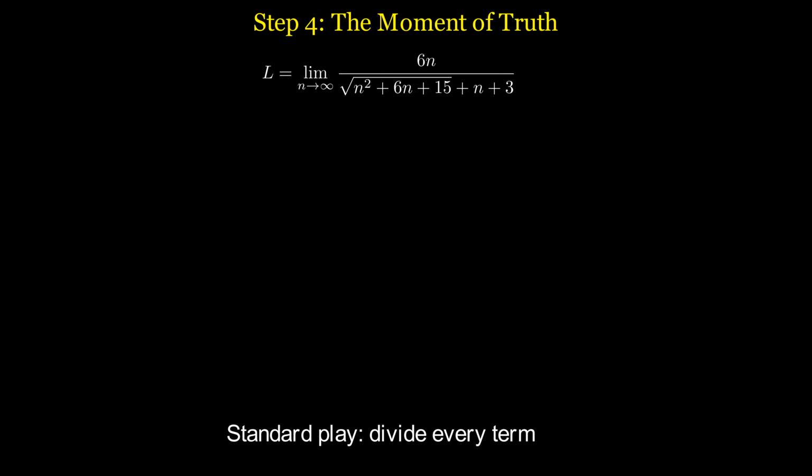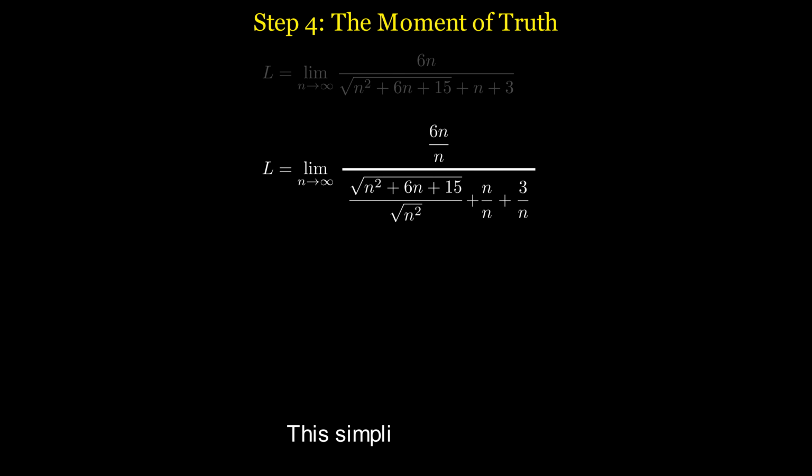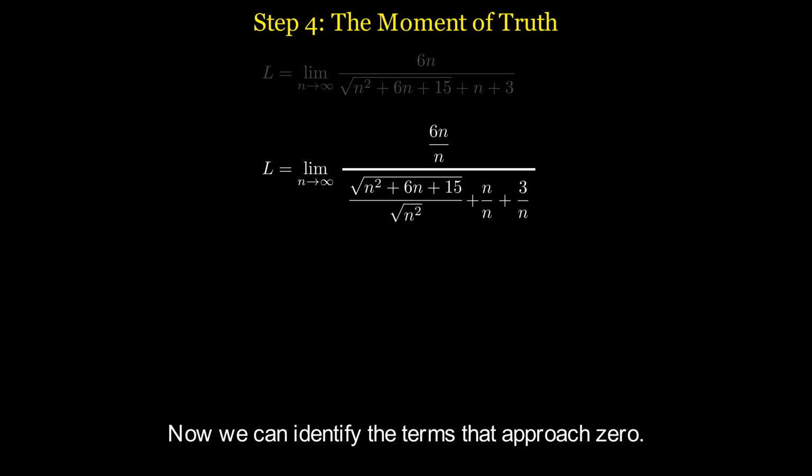Standard play, divide every term by n. Just remember that inside the root, n becomes n squared. This simplifies the terms. Now we can identify the terms that approach 0 as n goes to infinity.